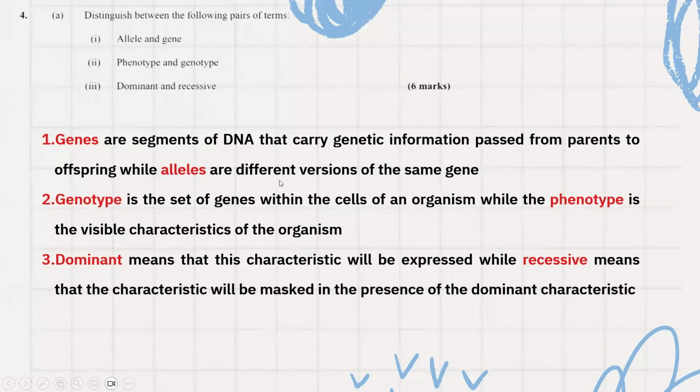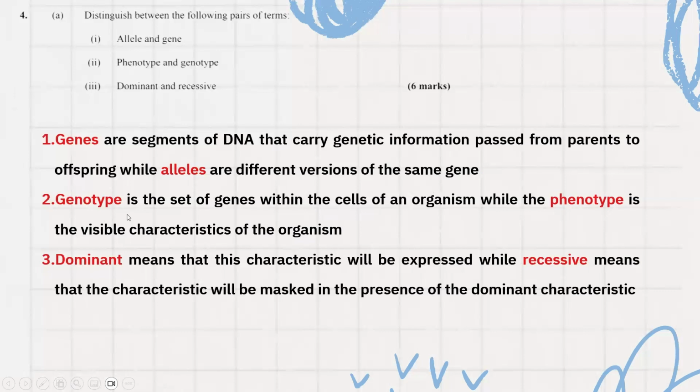while alleles are different versions of the same gene. So we have the gene for hair color, but we have many alleles for hair color. We have alleles that will give you black hair, blonde hair, all the shades in between, brown hair, etc.